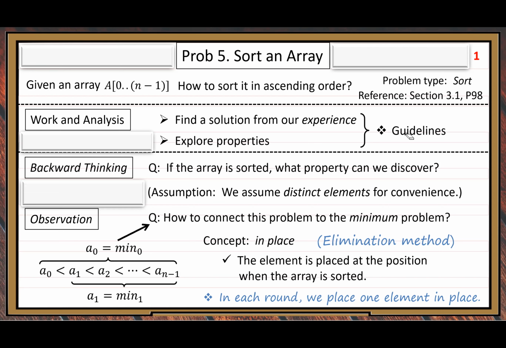But the last element, we don't need to do anything, right? When you have the last element, you just put it right in place, at the end, the last position in the sorted array.